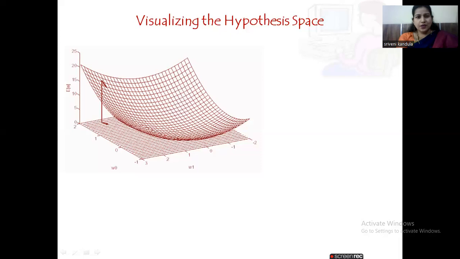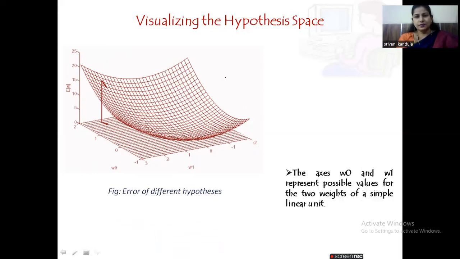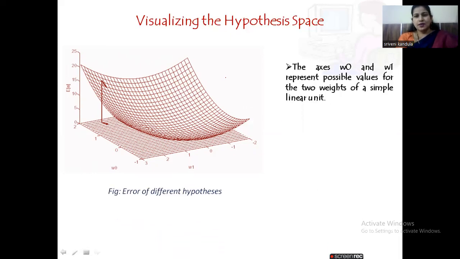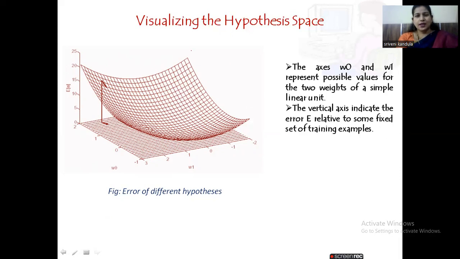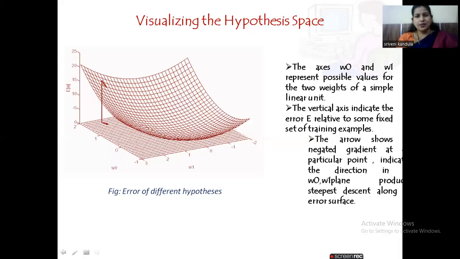As we have just seen in the earlier session, the gradient descent error is always parabolic. So whenever you are applying a gradient on the output function, the error you are getting is in terms of a parabola, right? So here the axes W0 and W1 represent possible values for the two weights in case of a simple linear unit. The vertical axis is indicating the error E relative to some fixed set of training examples.